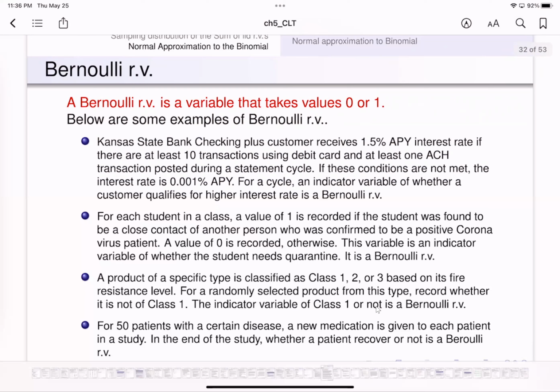The next one: for 50 patients with a certain disease, a new medication is given to each patient in the study. At the end of the study, we record whether the person recovered or not. For each person, whether recovered or not recovered, that is a Bernoulli random variable.